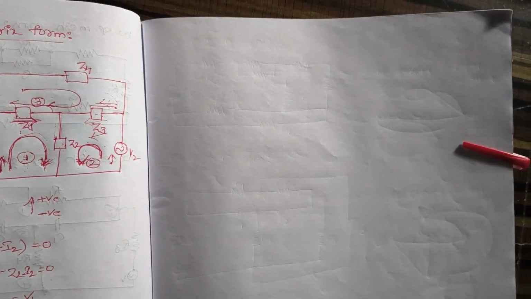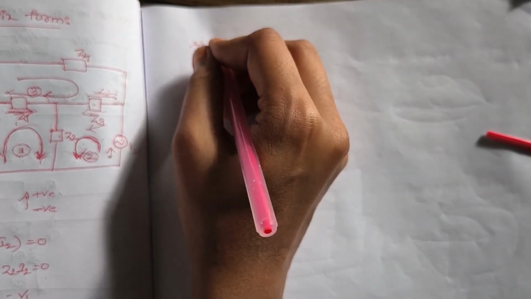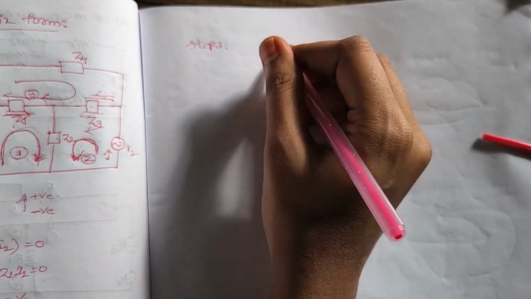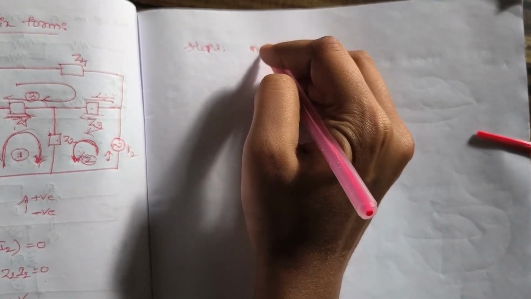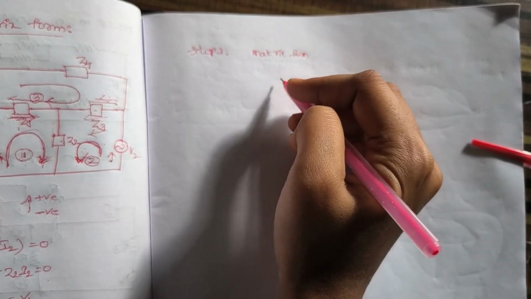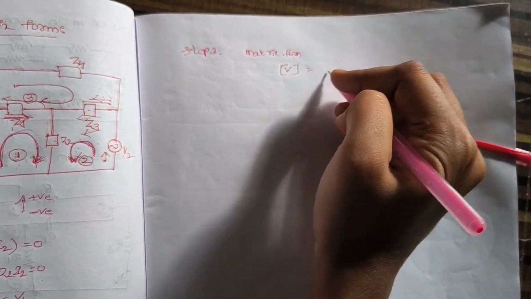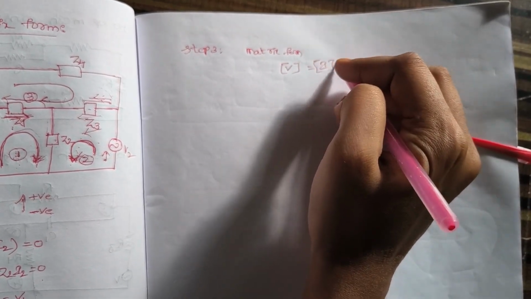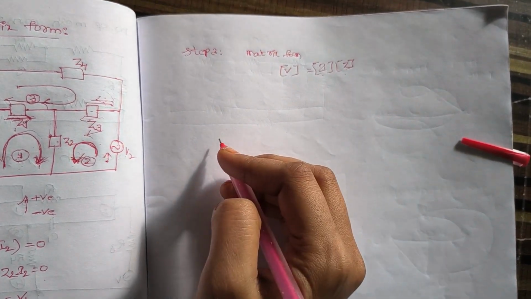Next, in step 3, we have to arrange these equations in matrix form. So these three equations in the matrix form. The matrix form is voltage equals I into Z. First we have to write the Z values.